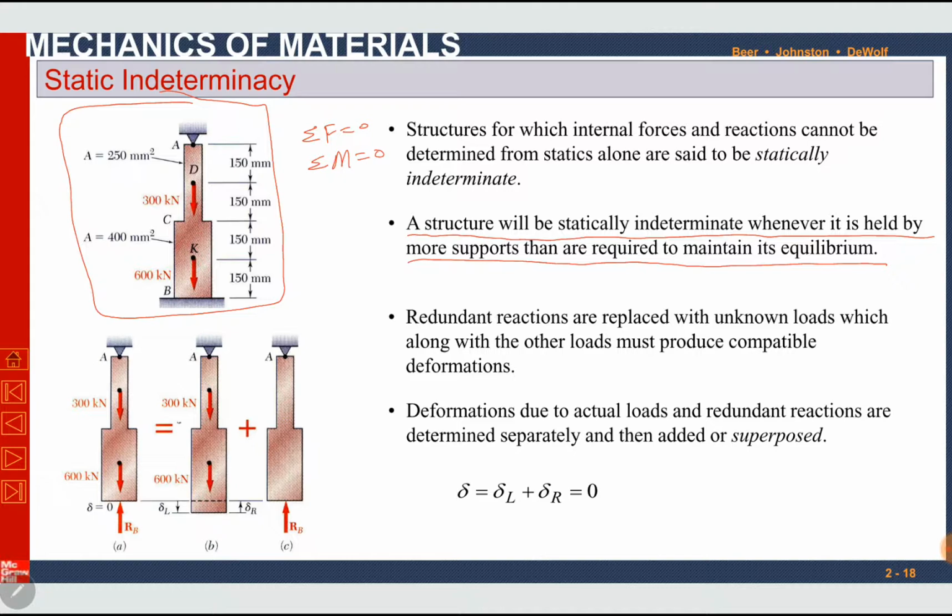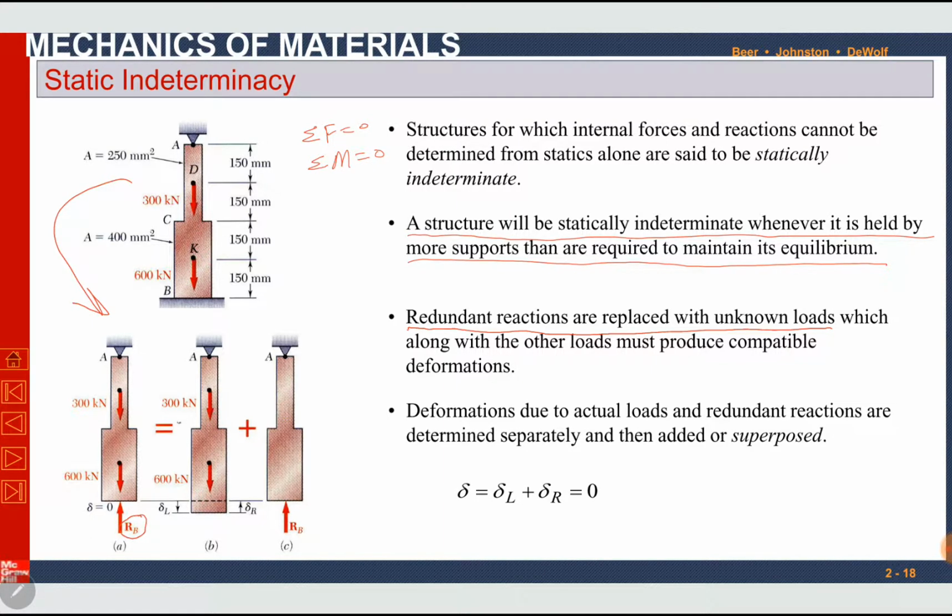So to solve a statically indeterminate problem, first we replace the redundant reaction with an unknown load. Redundant reactions are replaced with unknown loads, which along with other loads must produce compatible deformation. For example, this figure has a free body diagram like this one. Here at point B, we have replaced the reaction with an unknown force RB.